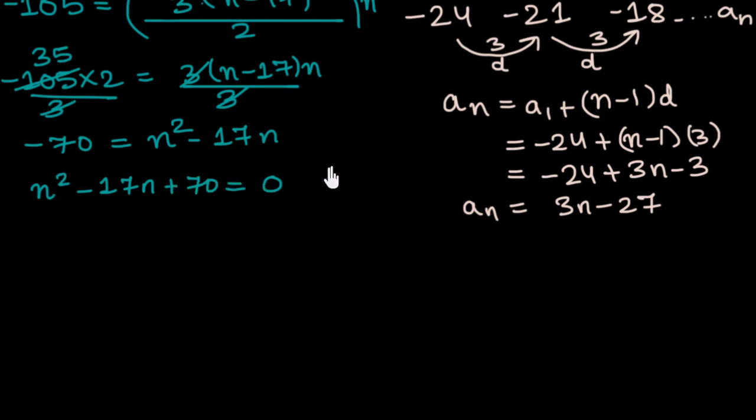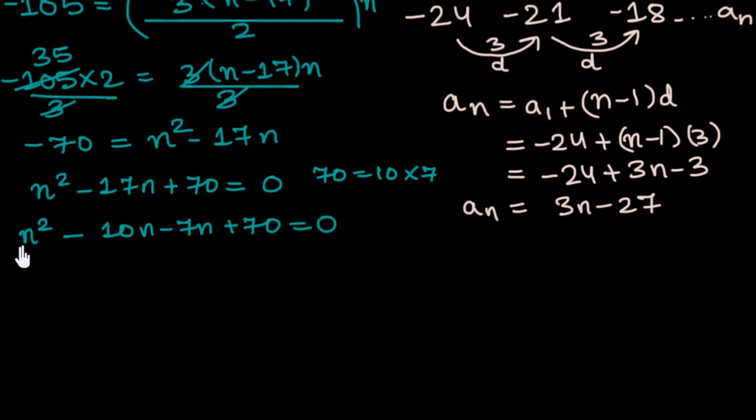I can write 70 as 10 times 7. So this equation can be rewritten as n squared minus 10n minus 7n. Now these two things add up to negative 17n. And then we have plus 70 equals 0. So we'll consider these two terms and these two terms at a time. From this term, we can take n as common and we'll be left with n minus 10.